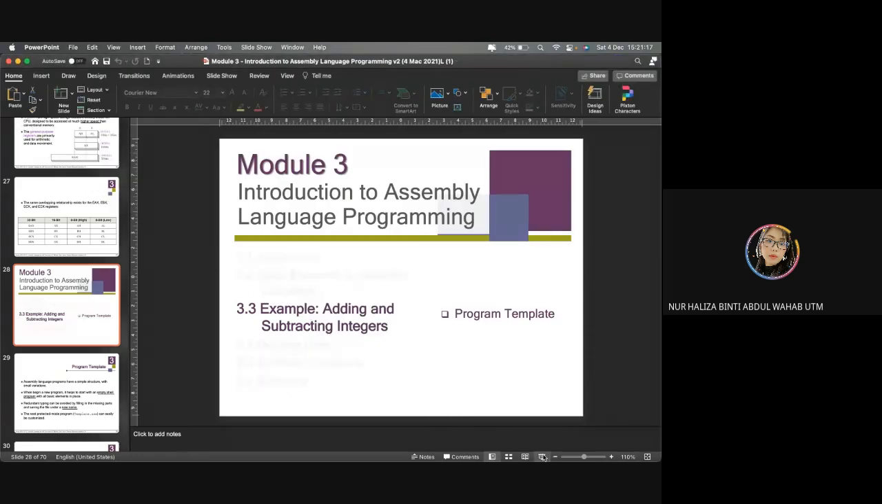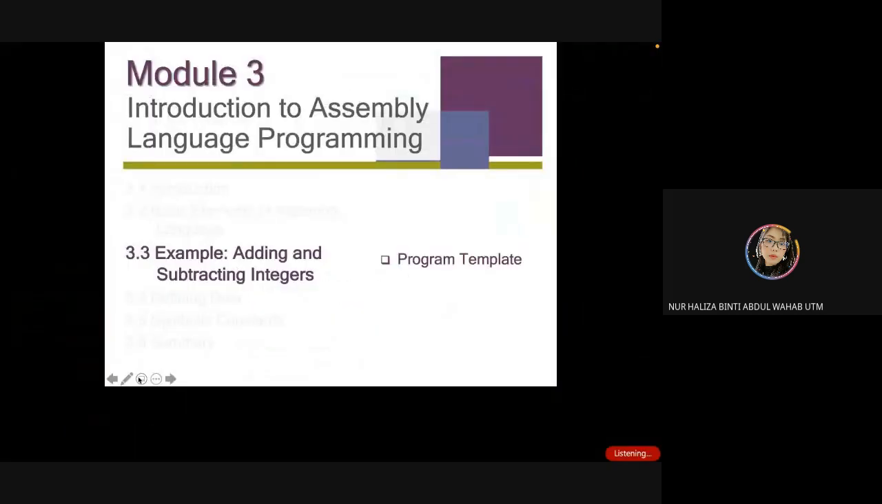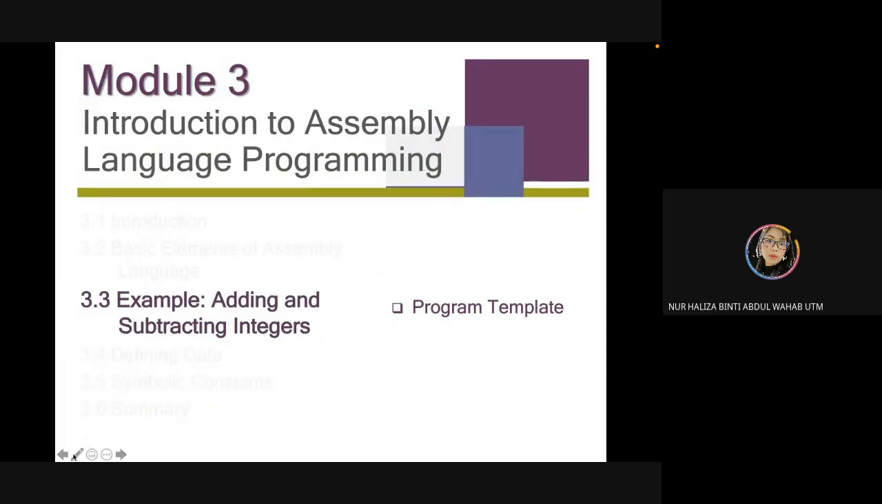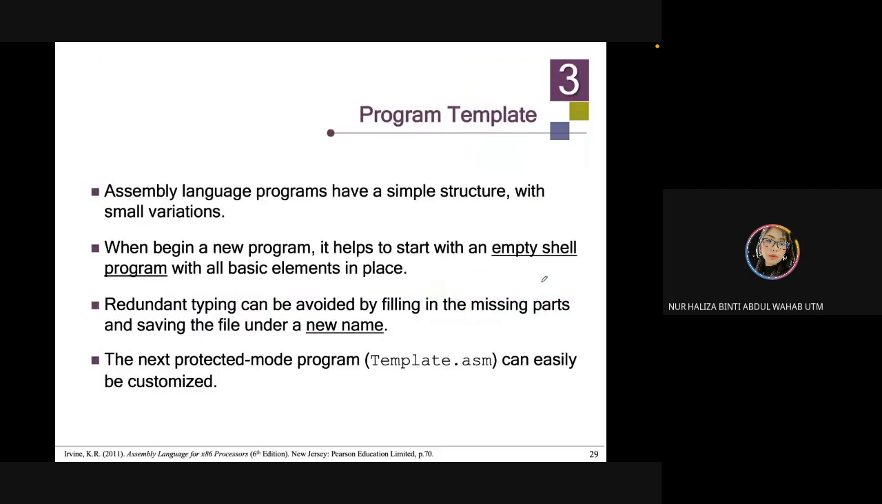Kita mula lagi. Kita sambung module 3 first. Okay, so that is the things and the basic elements for our assembly language. We move to 3.3, adding and subtracting integer. So this one, kita dah tengok dah. Kalau you still remember, kita dah tengok program template ni, masa kita cuba play around with our Visual Studio, kita dah tengok template.asm.